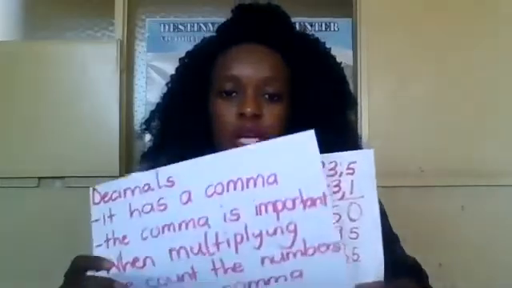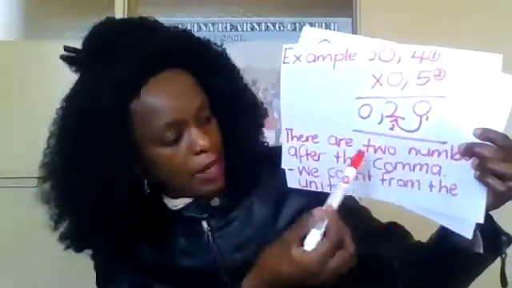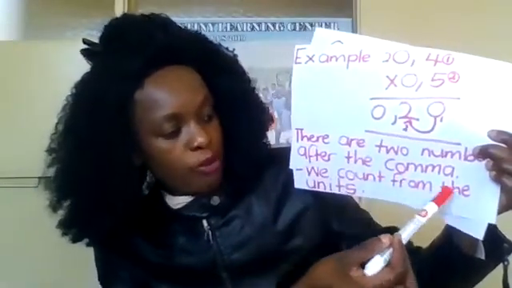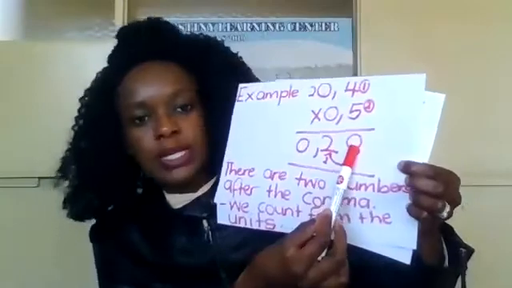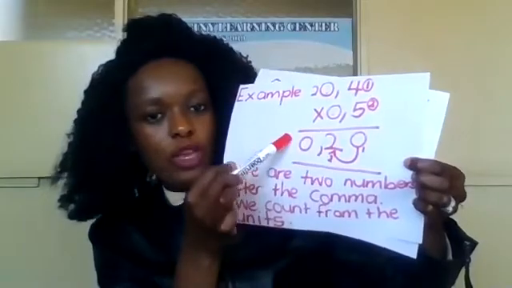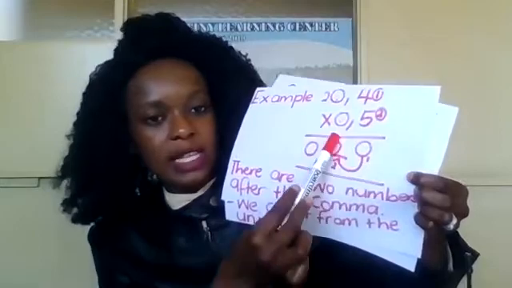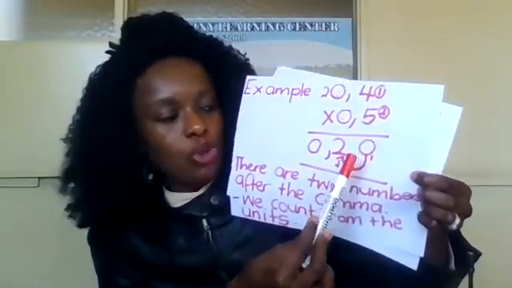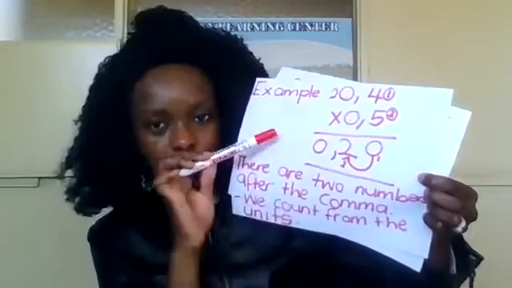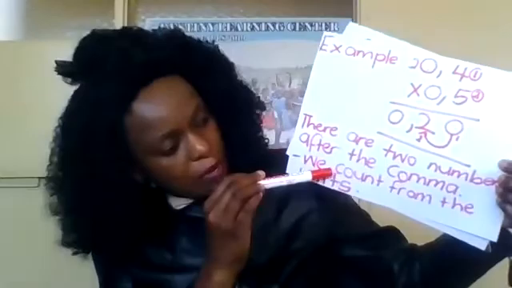When we are counting, we say that there are 2 numbers after the comma. We count from the units. This is the unit. 0 is a unit. So you say 1, 2. Then you put your comma. You add a 0 as a placeholder. If, let's say, your answer is like this, there's only a 20 there at the end, so you count 1, 2, comma, and the 0 becomes the placeholder. I hope you managed to understand our lesson for today.